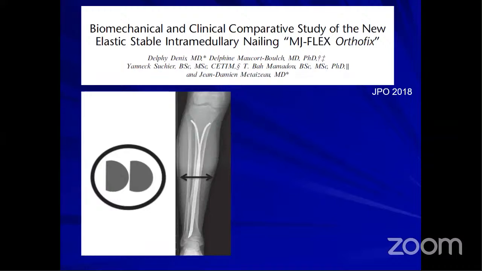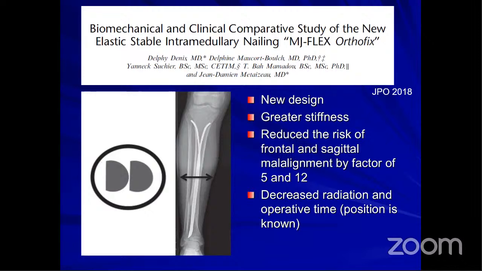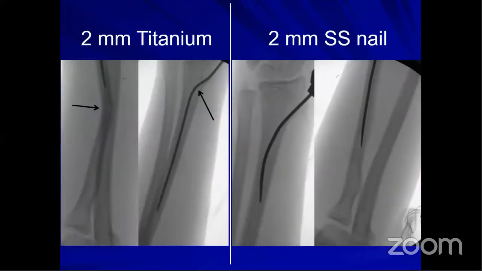There is a new design of the nail. This was introduced by Matazo's son. Instead of the nails being round, they are semicircular, and they found that there is greater stiffness, reduced risk of malalignment, and decreased radiation and operative time, because you would know the position of the nail based on where the flat end is, and it's easy to grasp compared to a circular nail, and they have acceptable results. The material is important.